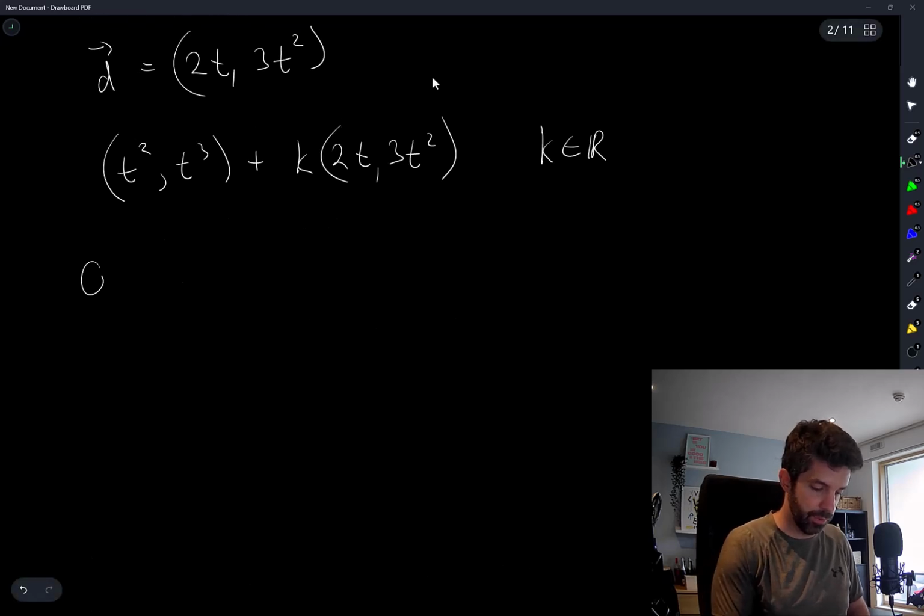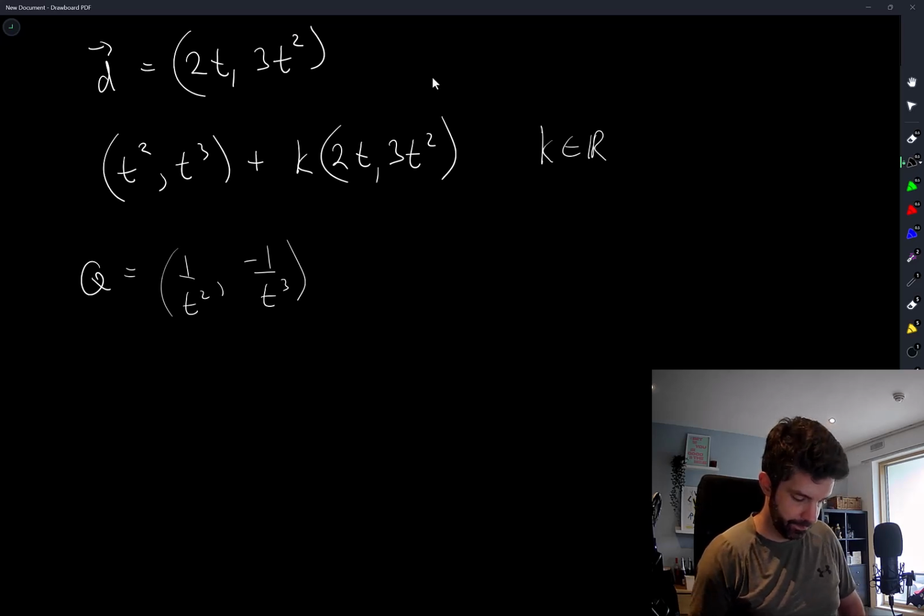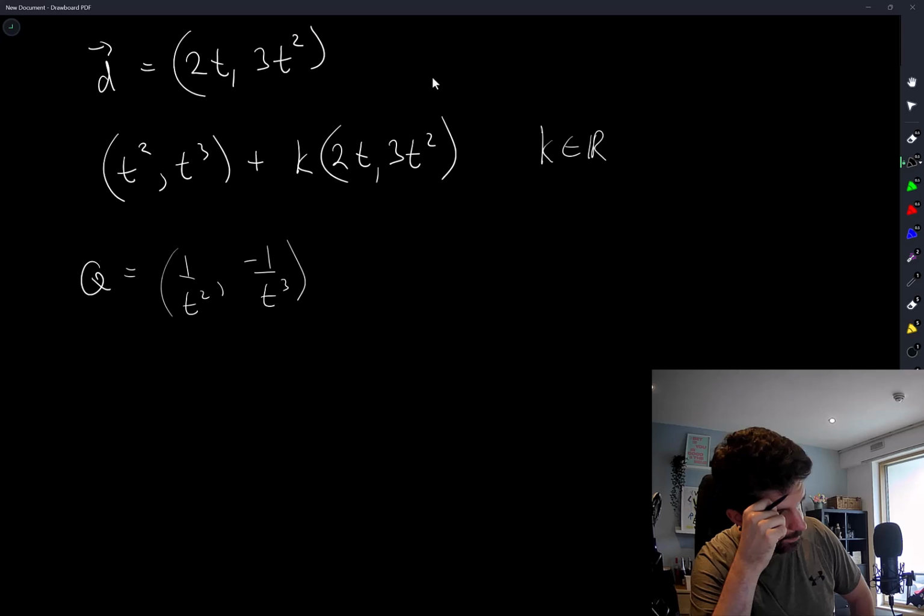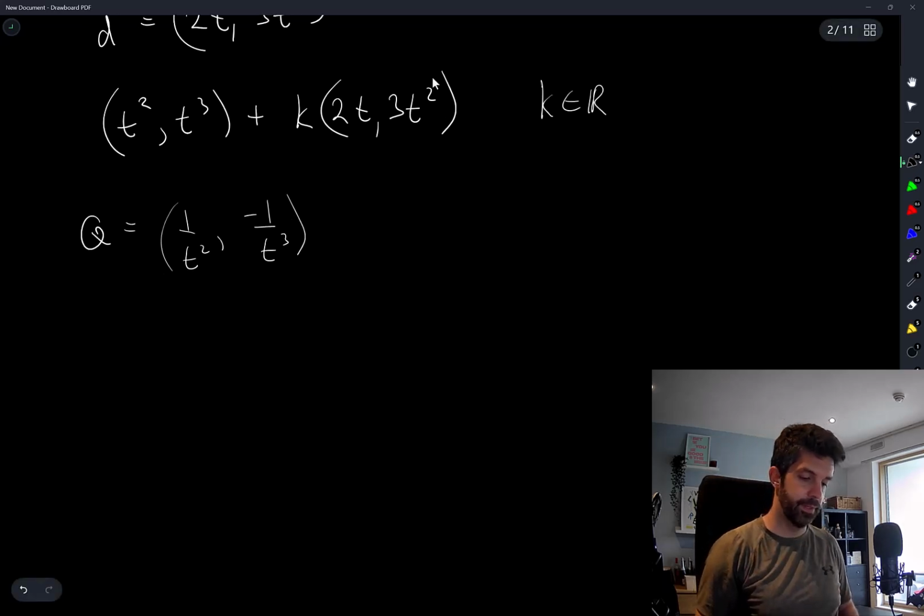So now for the point Q, I have the point Q is equal to (1 over t squared, negative 1 over t cubed). Is it best to still think about this in terms of derivatives with respect to t? I guess it doesn't end up making any difference.